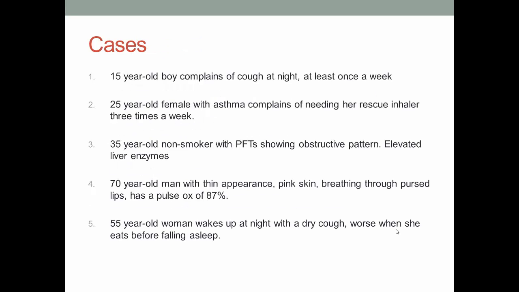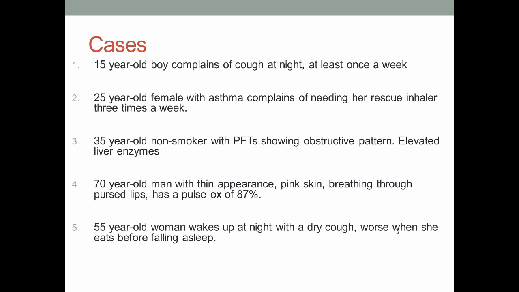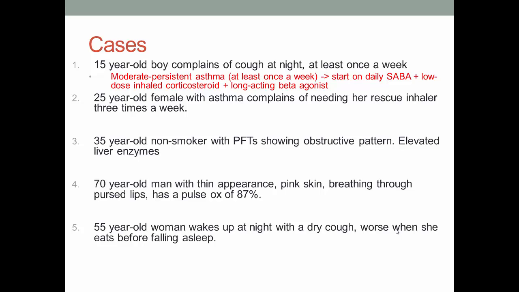So I figured we could end with a few short little vignettes to help hit some of this stuff home. The first one is a 15-year-old boy who complains of cough at night at least once a week. So he has moderate persistent asthma, and that's because his symptoms are occurring at night at least once a week. I should clarify, it's not once a day. It's once a night, or at night once a week.